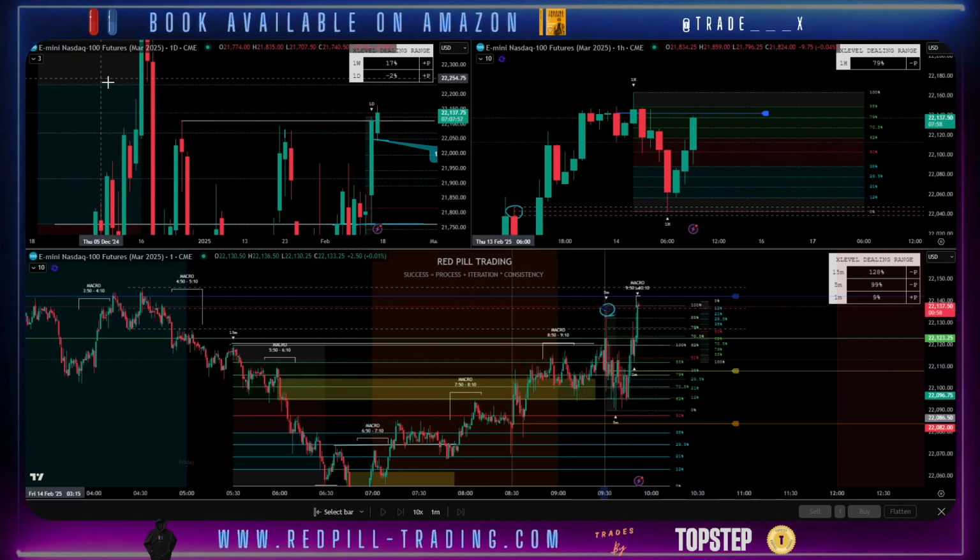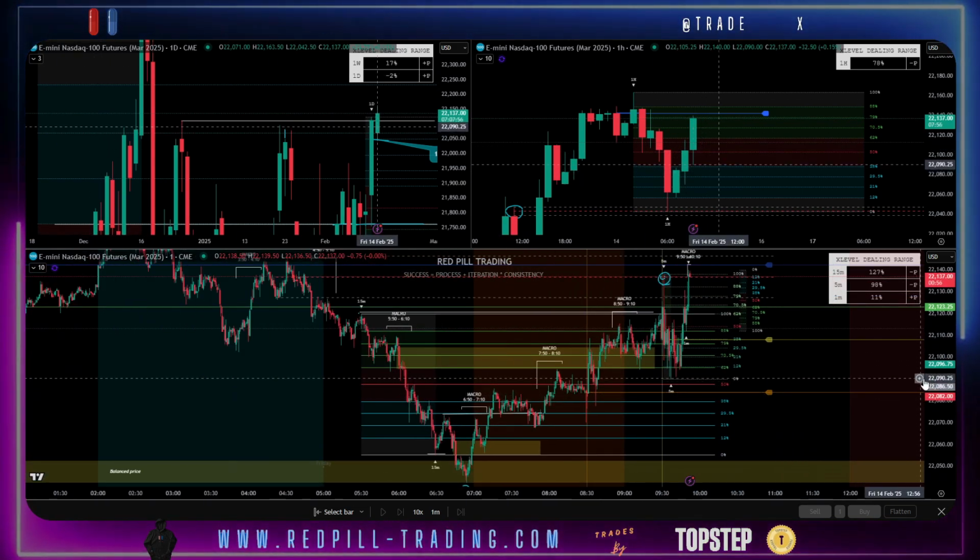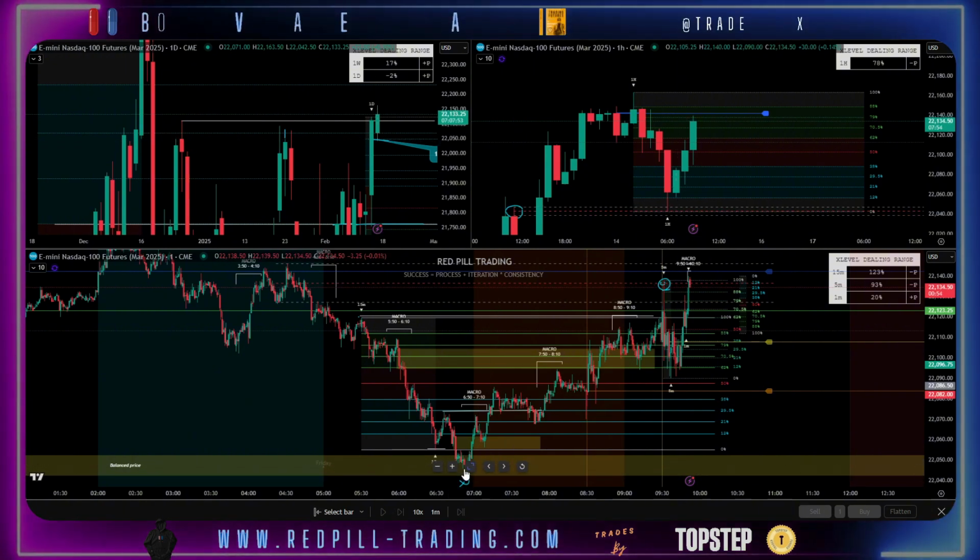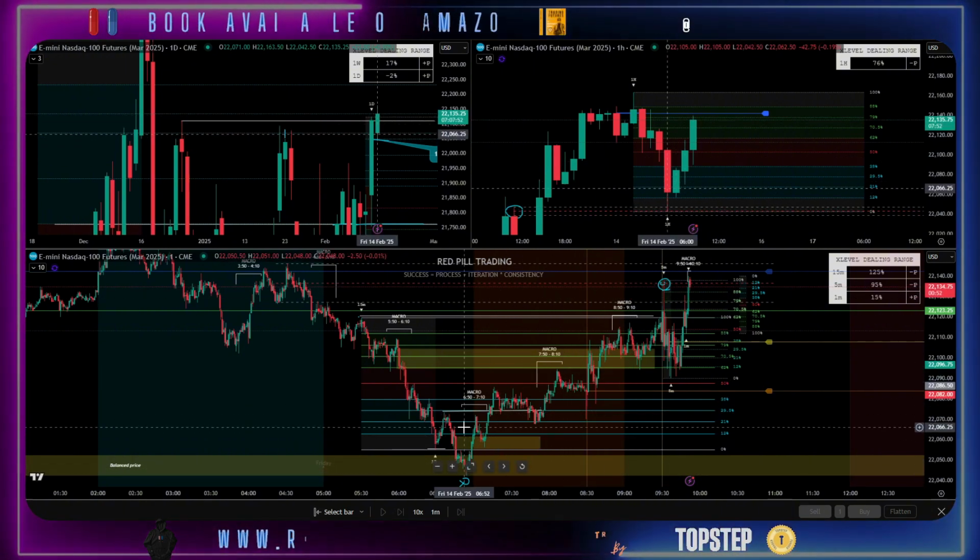I hope that gives you an example of how to utilize X levels from a higher time frame point of interest in alignment with an X level as you drive price back out through the dealing ranges.